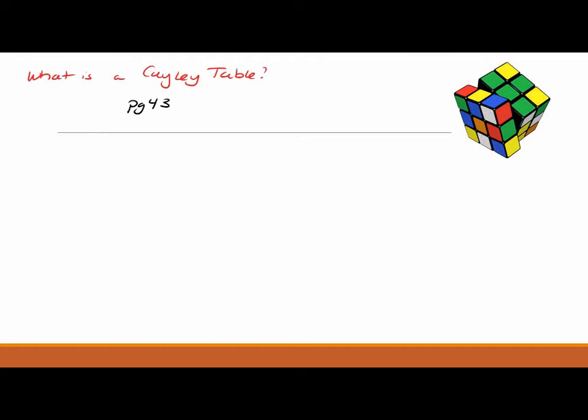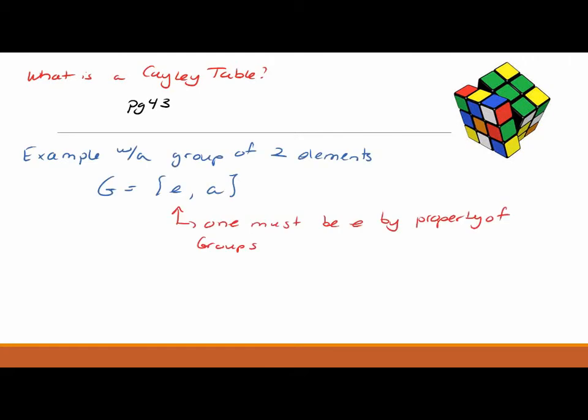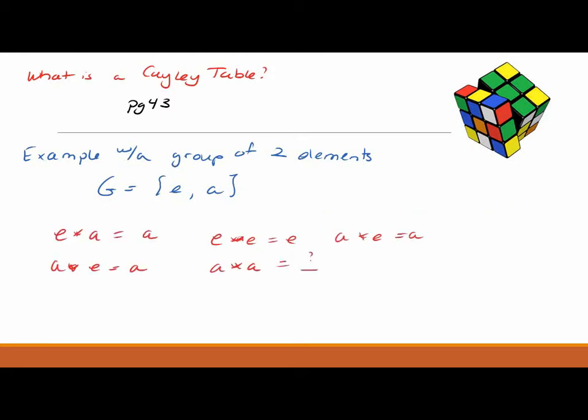So what is a Cayley table? Well, that's on page 43. And I'm going to show you by example what a Cayley table is. If I have just two elements, well, by properties of a group, one of them has to be an E, an identity, because every group has to have an identity. So then I could start figuring out, just kind of like I had you playing with the equilateral triangle, what goes in every one of these things.